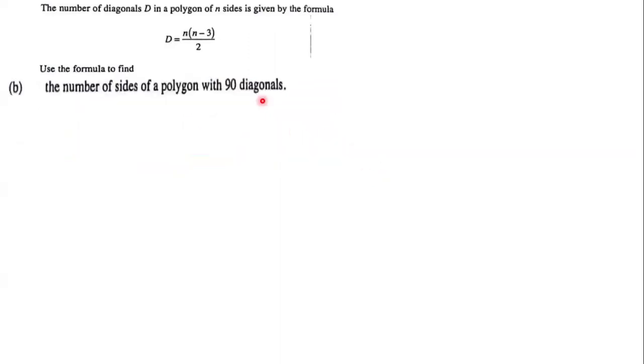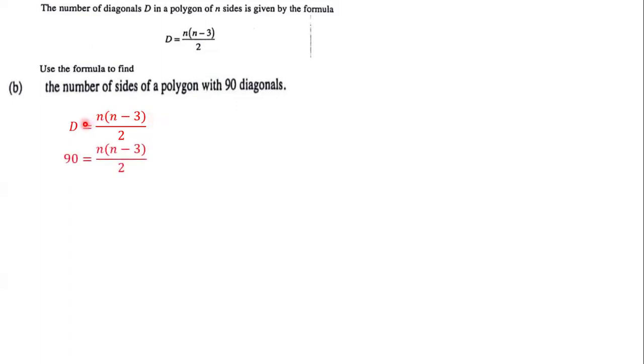Next, it says that the number of diagonals in a polygon of n sides is given by the formula. We have the formula here. They want us to use this formula to find the number of sides in a polygon with 90 diagonals. So in this case, we were given the number of diagonals, and it's going to be 90. So d is equal to 90, and they want us to figure out what n is going to be.